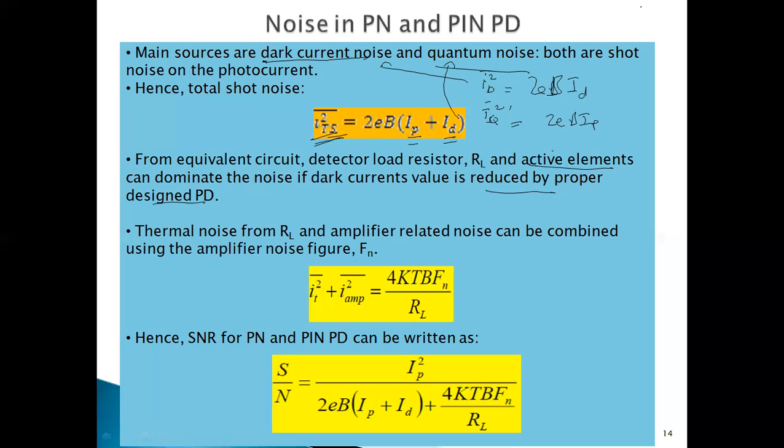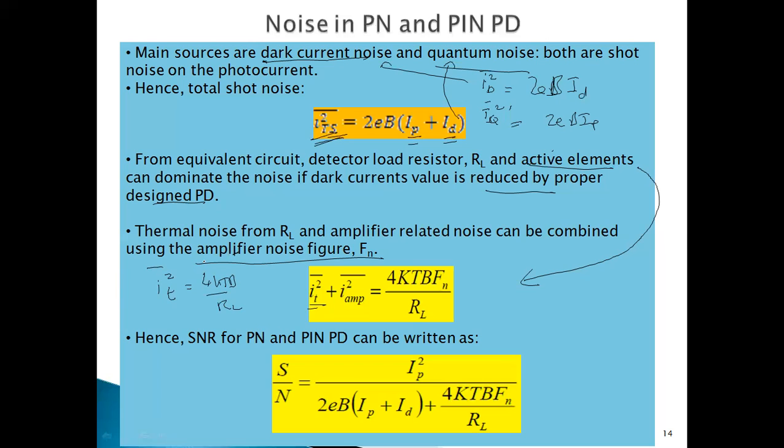In that particular case, when the thermal noise due to R_L and the active element noise dominate, the noise generated by the thermal noise and amplifier-related noise can be combined by using the amplifier noise figure F_n. We have learned previously that the thermal noise is given by this equation, I_T squared, the mean square, equal to 4kTB over R_L.